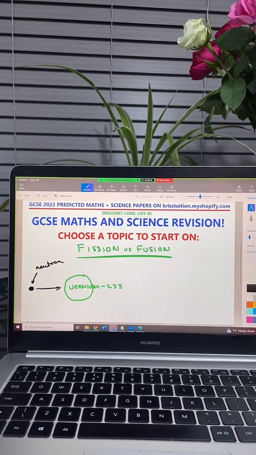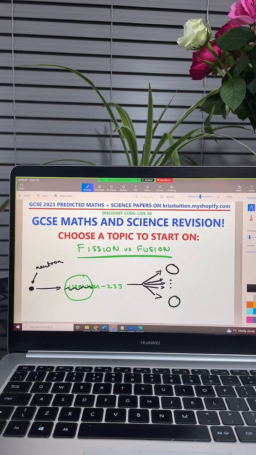This uranium nucleus will absorb this neutron, and when it absorbs this neutron, it's going to split up into 2 smaller nuclei. So this uranium will essentially break into 2 smaller nuclei, and as well as that, it will release 3 additional neutrons. Okay, so that is the premise of nuclear fission.